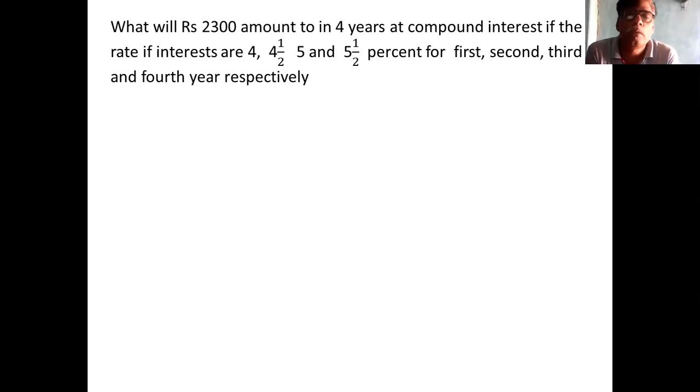Then, can anyone tell me what is the period for the first one? For 4% rate of interest, what is the period? For 4.5%, what is the period? For 5%, what is the period? And for 5.5%? Anyone tell me. Period, the N value.